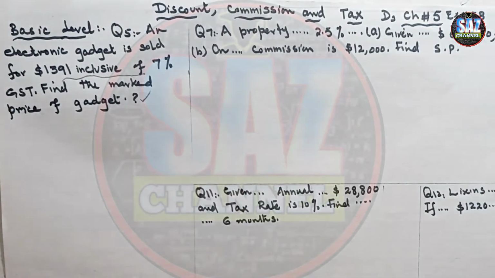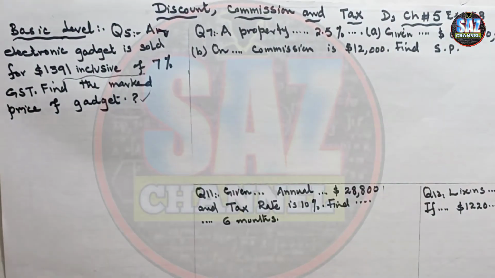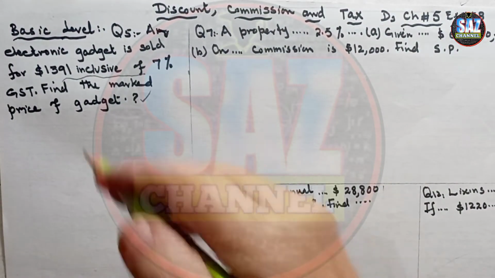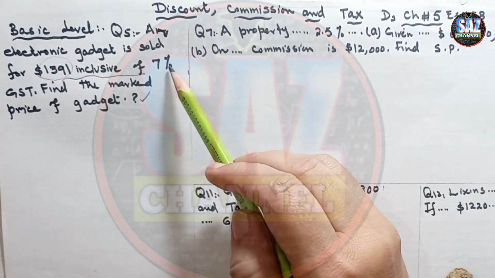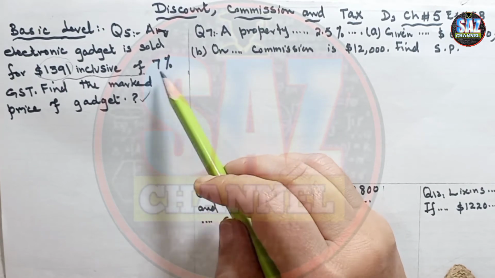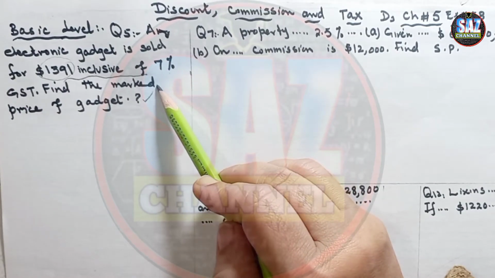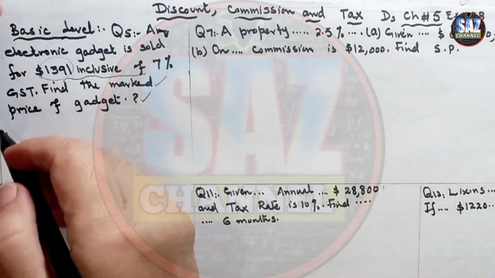So in this question we have to understand what is this 1391 given and what is 7%. 1391 is the sale price of that gadget, which includes the 7% of GST as well, and we have to find the mark price of that gadget. So let's move to the solution of the question.